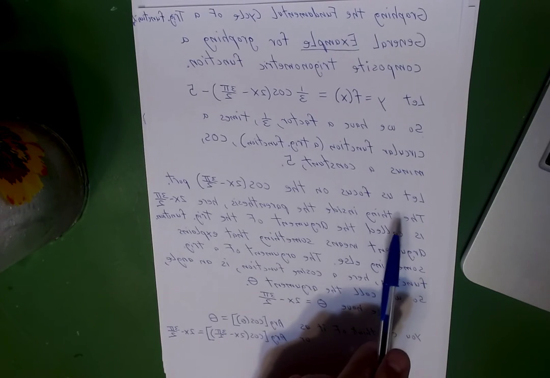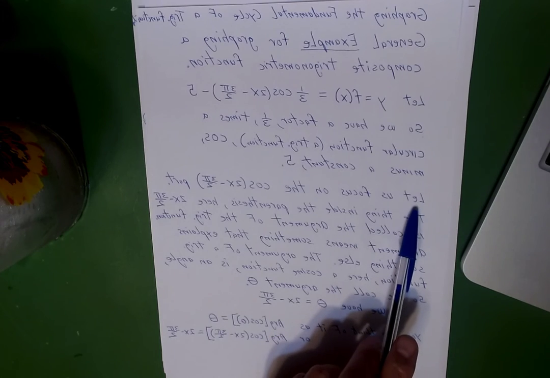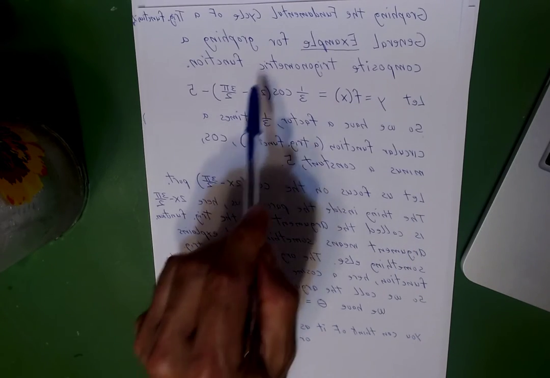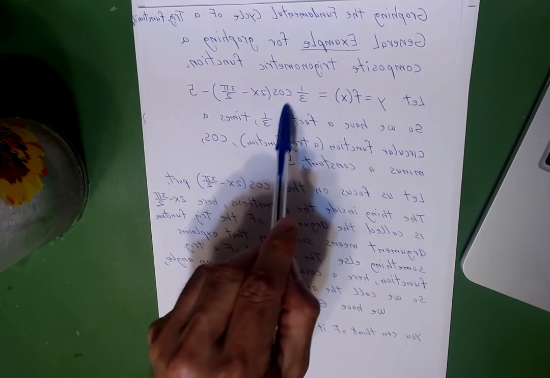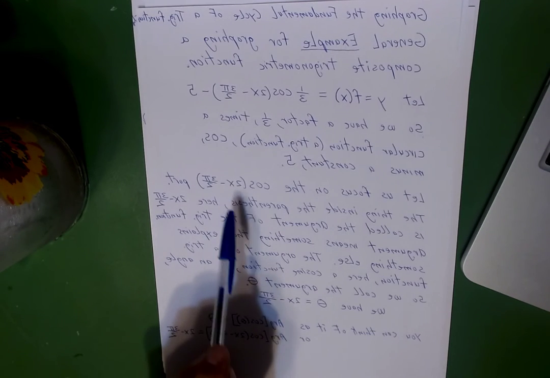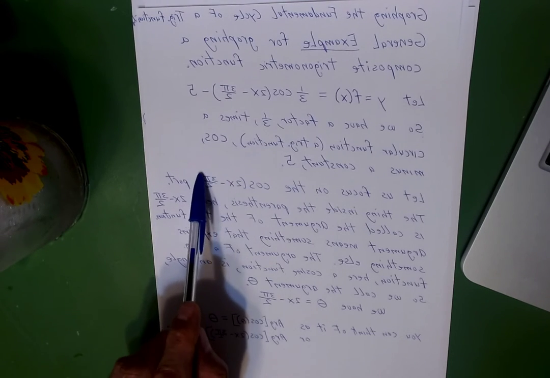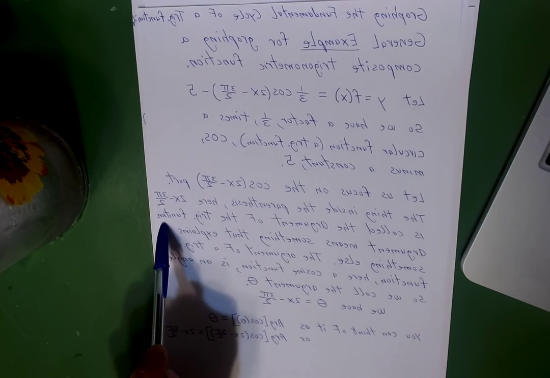Also, I'll jump ahead here and then I'll go back, but let's focus on the trig function here. We have cosine of 2x minus 3 pi over 2. The thing that's inside the parentheses is called the argument of the trig function.